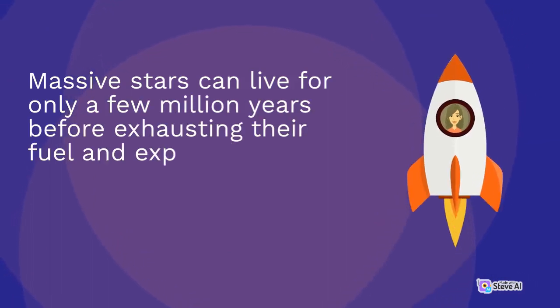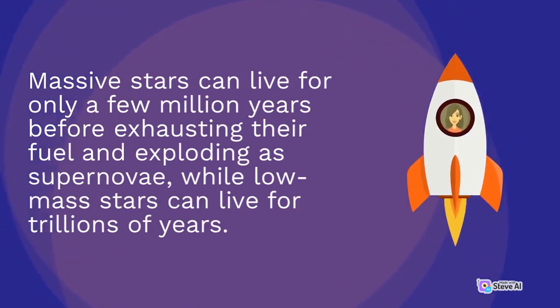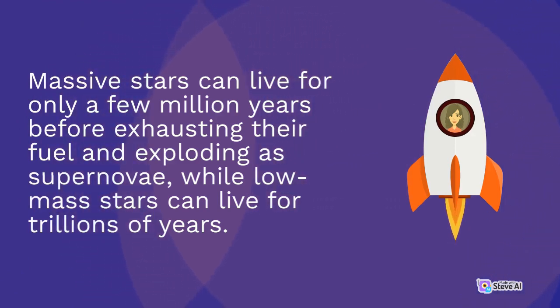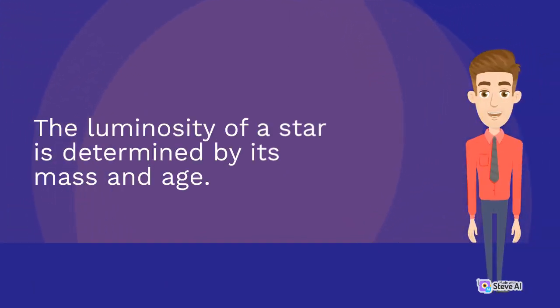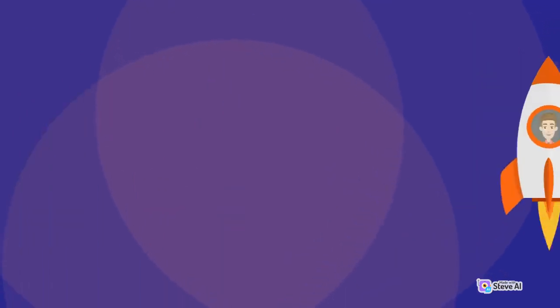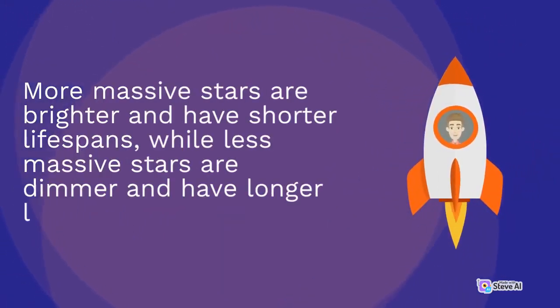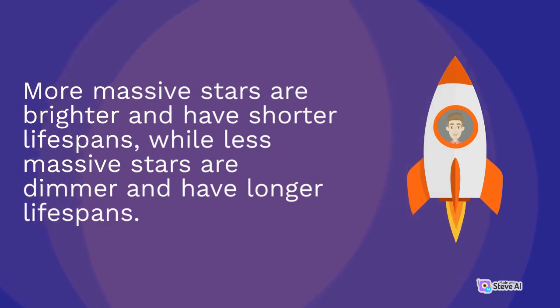Massive stars can live for only a few million years before exhausting their fuel and exploding as supernovae, while low-mass stars can live for trillions of years. The luminosity of a star is determined by its mass and age. More massive stars are brighter and have shorter lifespans, while less massive stars are dimmer and have longer lifespans.